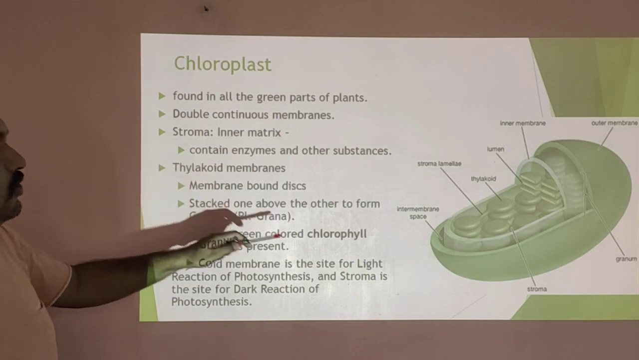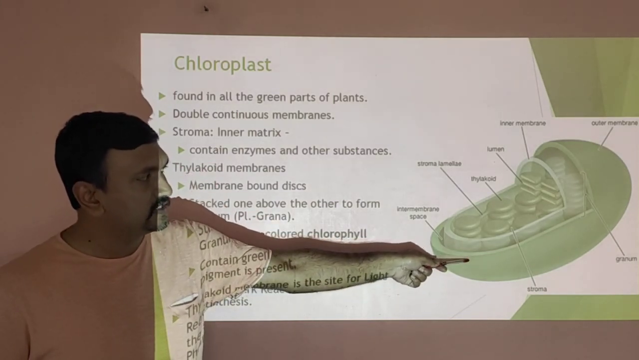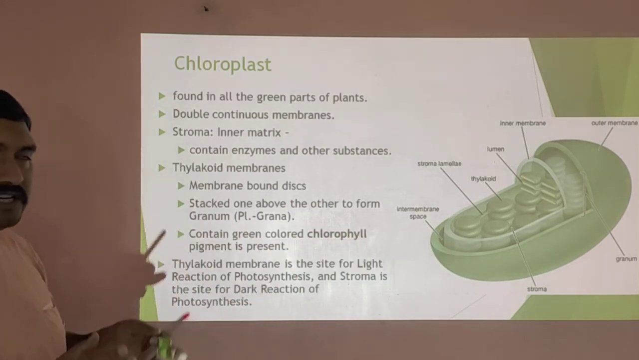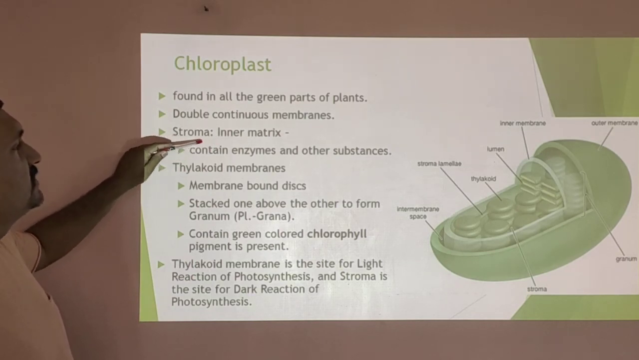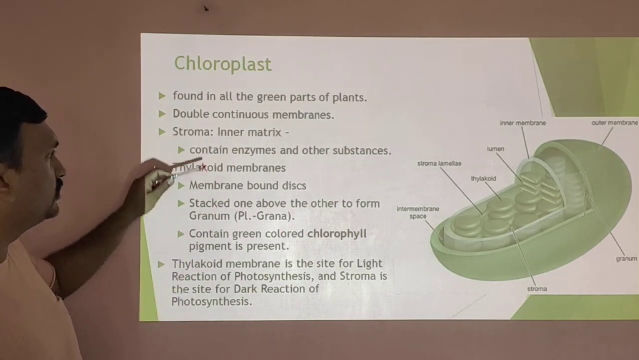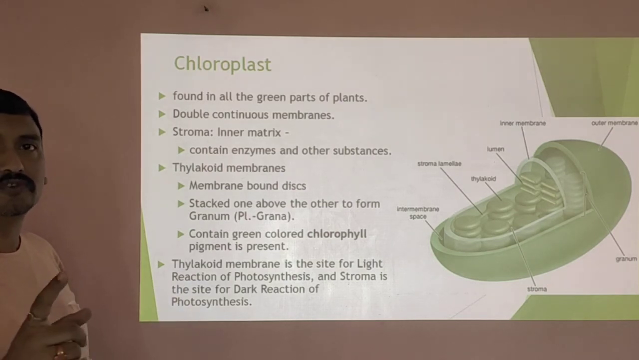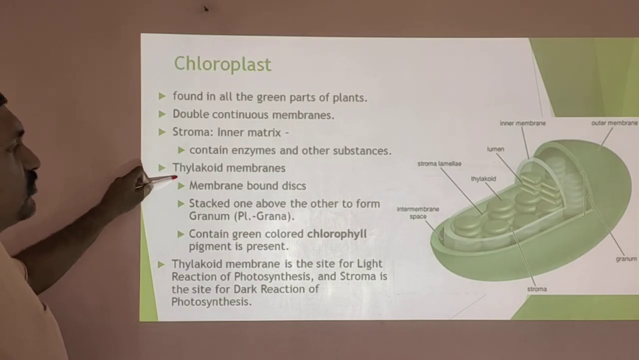But here, this is the outer membrane, this is the inner membrane. The darkly colored one is outer, the lightly colored one is the inner membrane. Both membranes are continuous. And inside, the matrix is called here the stroma, which contains various enzymes and other substances which are necessary for photosynthesis. Inside they have a specialized structure.